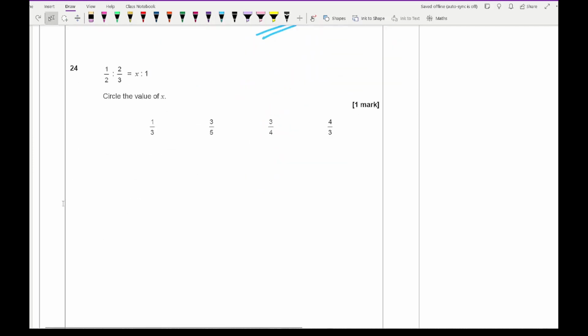Question 24. We basically want to rewrite this ratio so that the second number is 1. What we need to do is divide a half by 2/3. Again, what we need to do here is flip the second fraction, turn it into a multiply. That becomes 3 over 4.